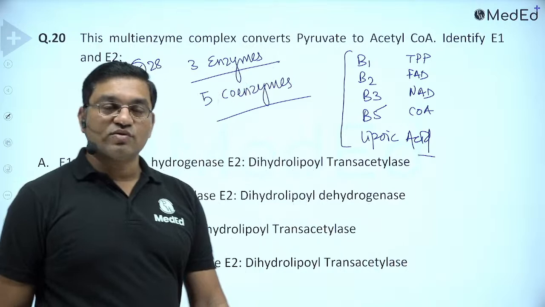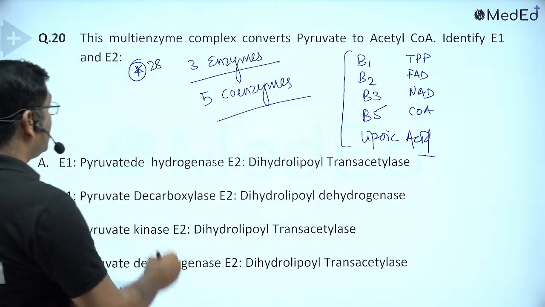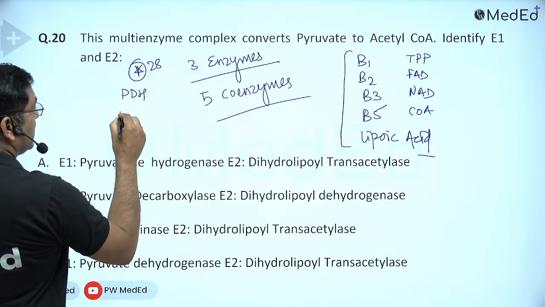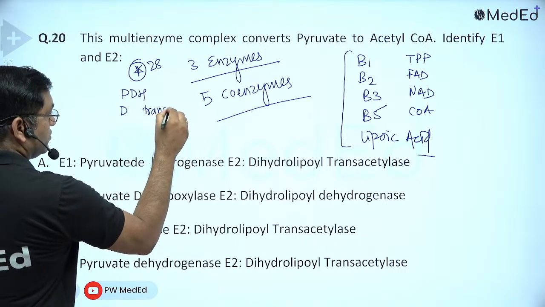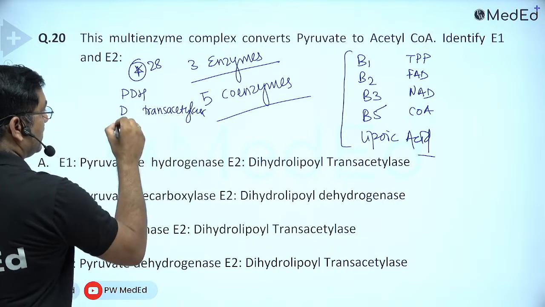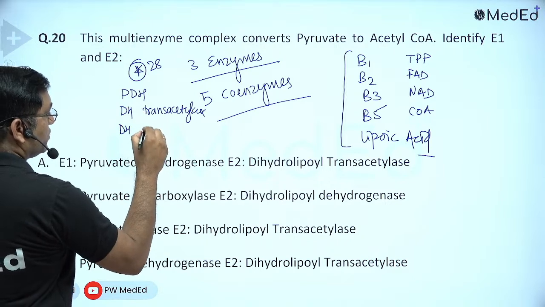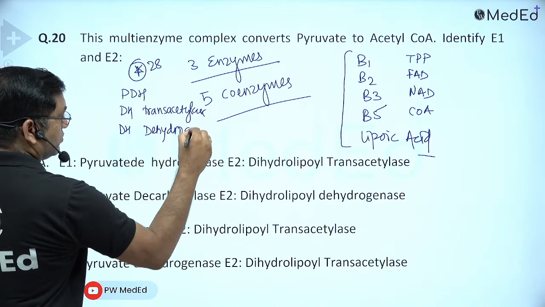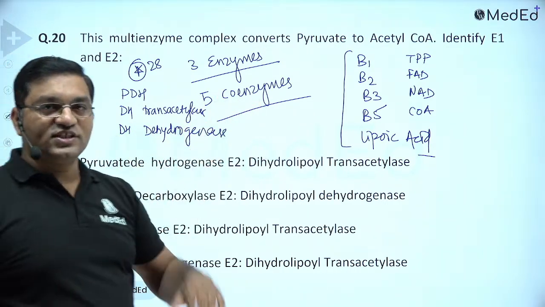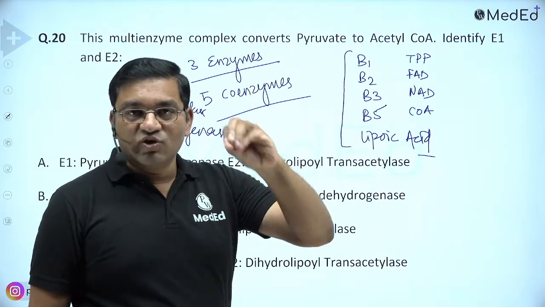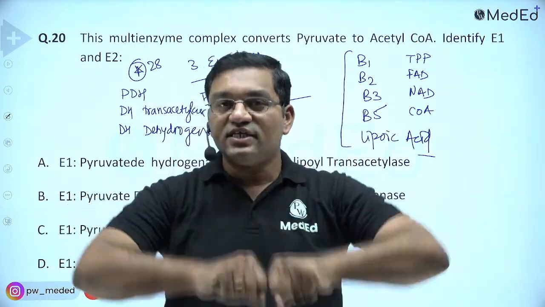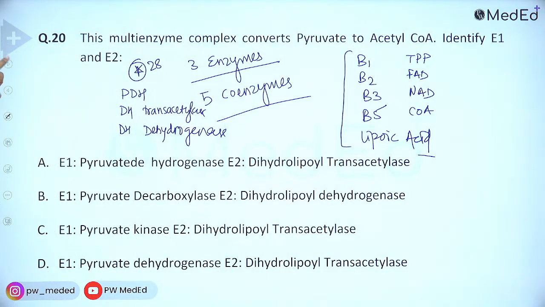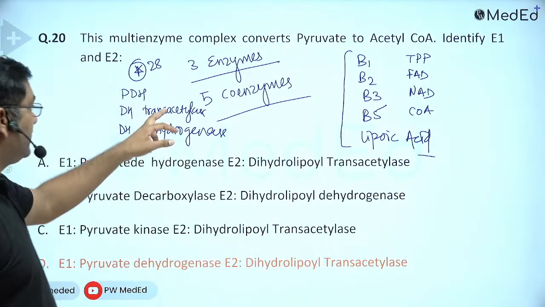These are the 5 coenzymes required for the pyruvate dehydrogenase complex, and 3 enzymes: pyruvate dehydrogenase, second one is dihydrolipoyl transacetylase, and dihydrolipoyl dehydrogenase. These are the 3 enzymes. So 3 enzymes and 5 coenzymes are required for the linked reaction which causes the conversion of pyruvate to acetyl coenzyme A and connects the glycolysis and TCA cycle. Okay, so here E1 is pyruvate dehydrogenase, E2 is dihydrolipoyl transacetylase.